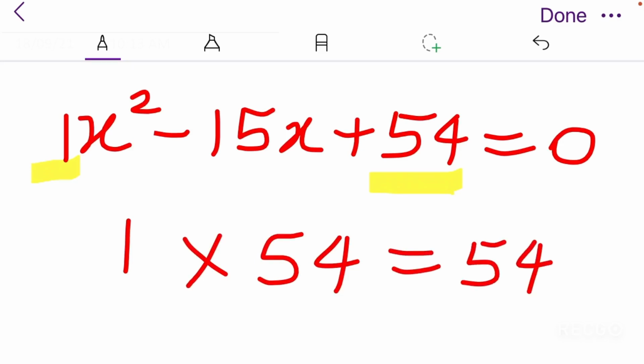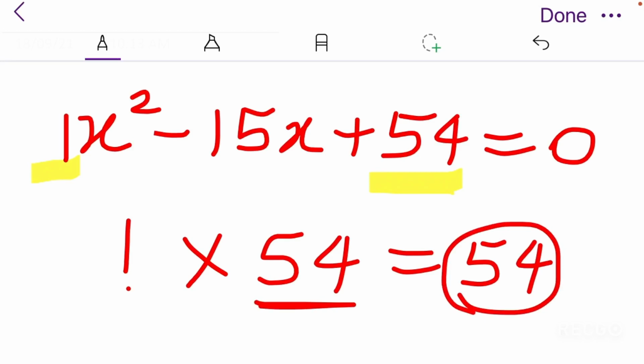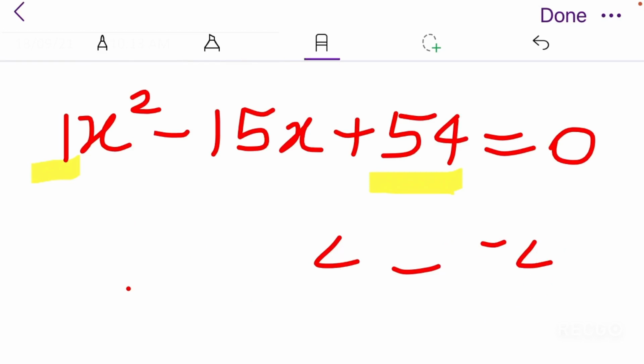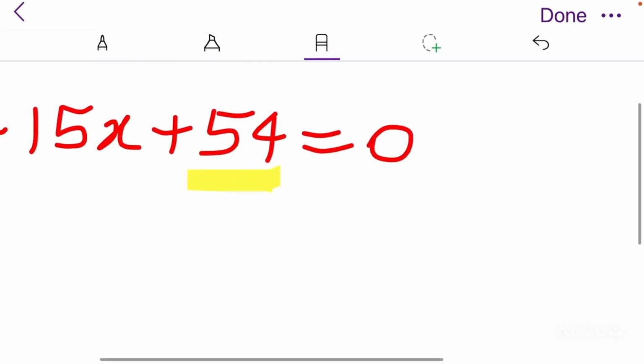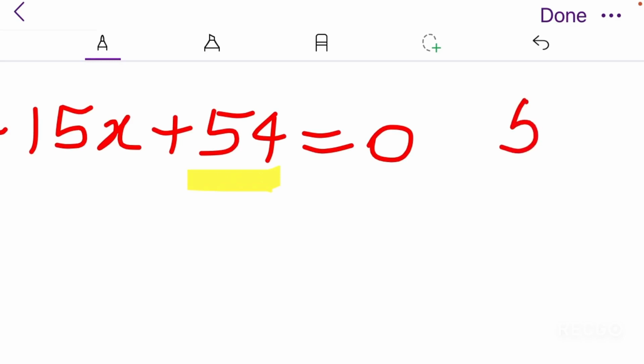Now in this question the coefficient of x square is 1, but it is not necessary that in every question you will have the coefficient as 1. You might get your coefficient as 2, 3 or anything. In that case you will have to multiply that particular coefficient with your constant. So now we know that after multiplying the coefficient with the constant we get 54. This is our number and we have to find the factors of 54. Over here I am writing 54.